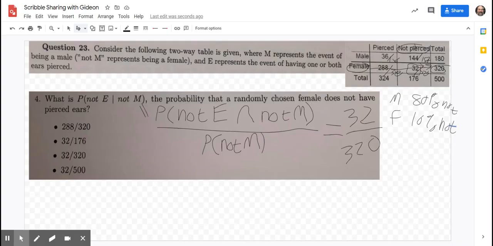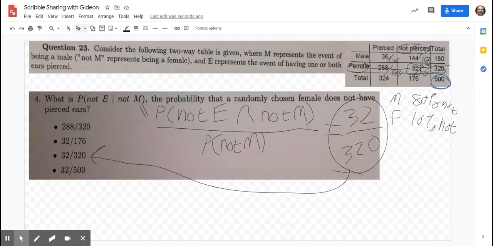144 compared to 32, that looks like 4 or 5 times as much. But actually, the rate of non-piercing is 8 times as much for males as females, the actual rate. That's just a little bonus. I mean, once we were done going intersection over condition, then we were done here. And I just want to point out, why was a 500 on the bottom? That would have been the intersection over any student. So the unconditional probability of not pierced and female. That wasn't the question.